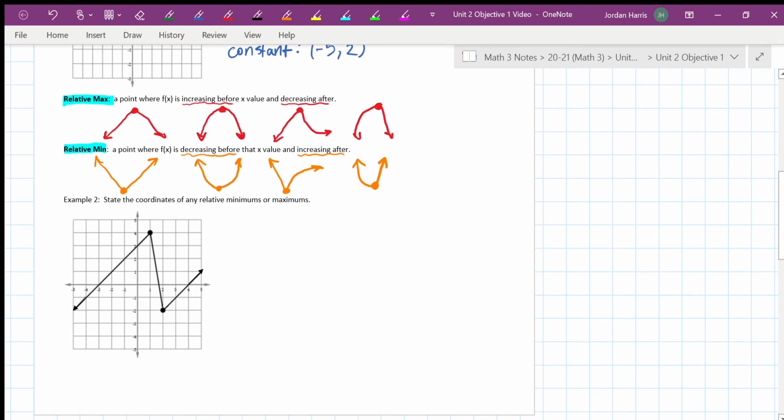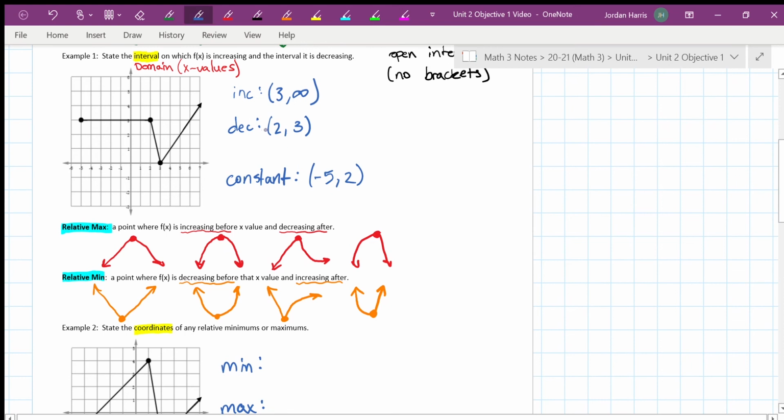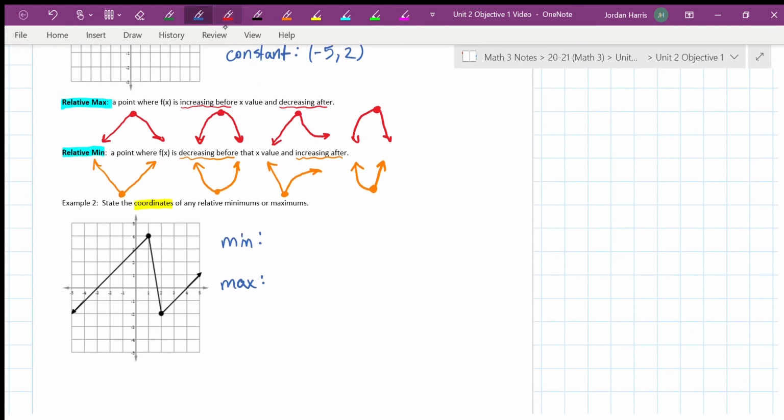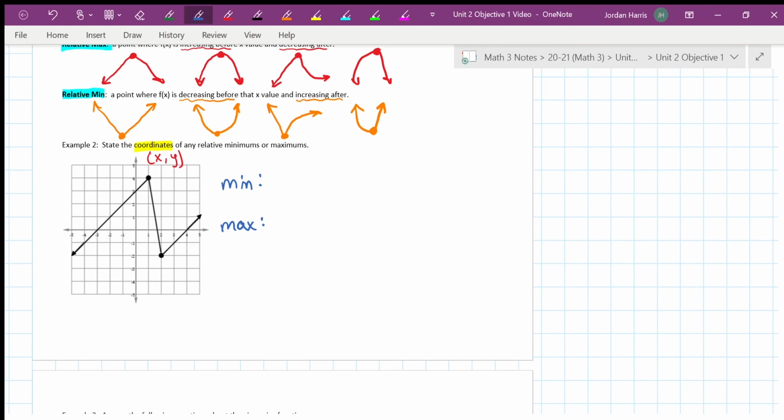Okay, so in example 2, it says state the coordinates. So notice it is coordinates. So x comma y, coordinates of any relative min or max. So do not confuse the intervals with the parentheses. These are intervals, domain values, with coordinates x comma y. So they're going to look very similar, but mean very different things. Got to start recognizing these keywords.